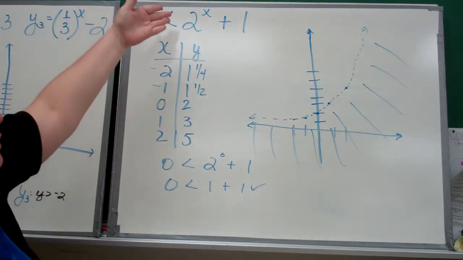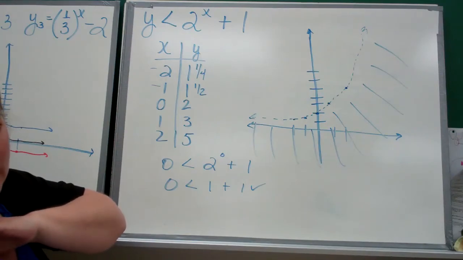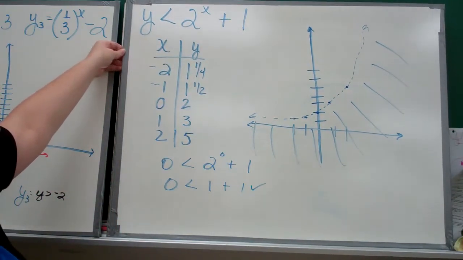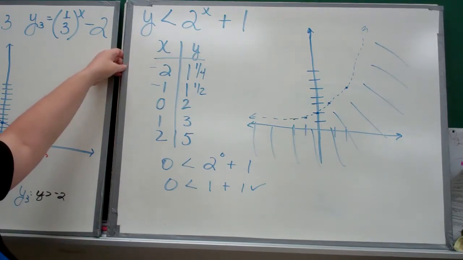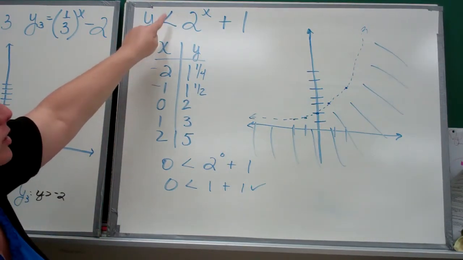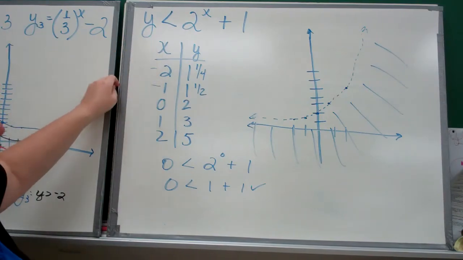Okay, so you graph it like it's an exponential. You just graph the exponential and then you choose where to shade. Be careful with your dashed and solid and choosing where to shade. Only if you don't have an equal sign, that's when you worry about shading.